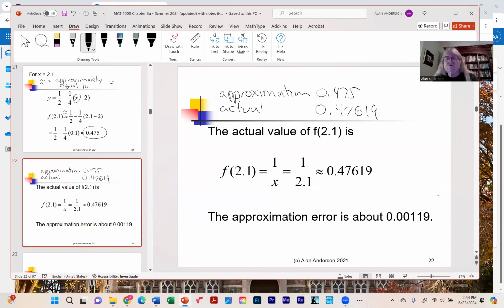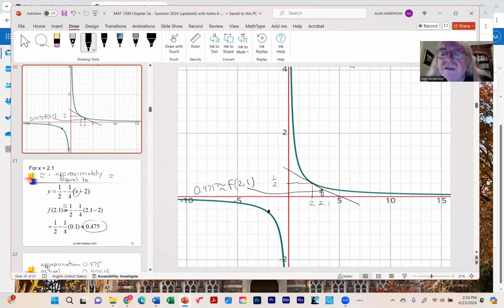And you can tell by looking at this graph that that's what was going to happen, because if you see here, the tangent line is everywhere below the curve. So that means that the approximation, in this case at least, is going to be somewhat smaller than the correct value of f of 2.1. If we were doing this down here in this part of the curve, it would have been the other way around.